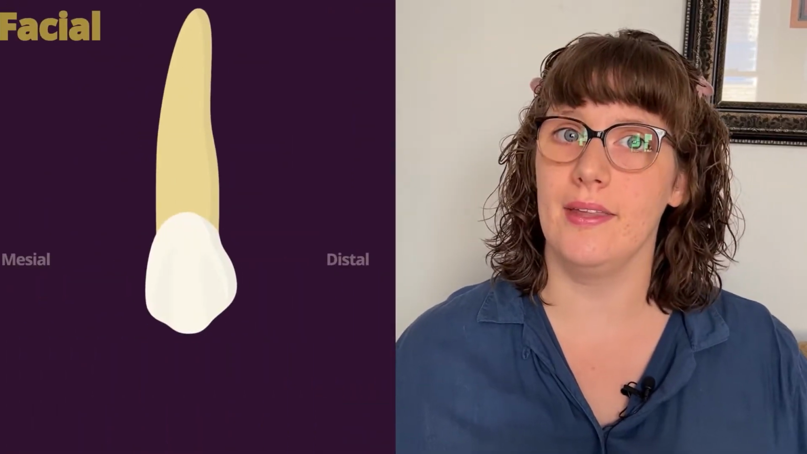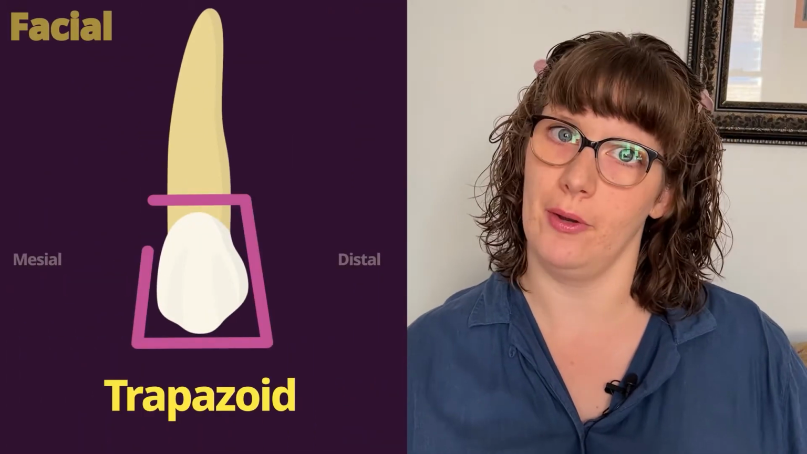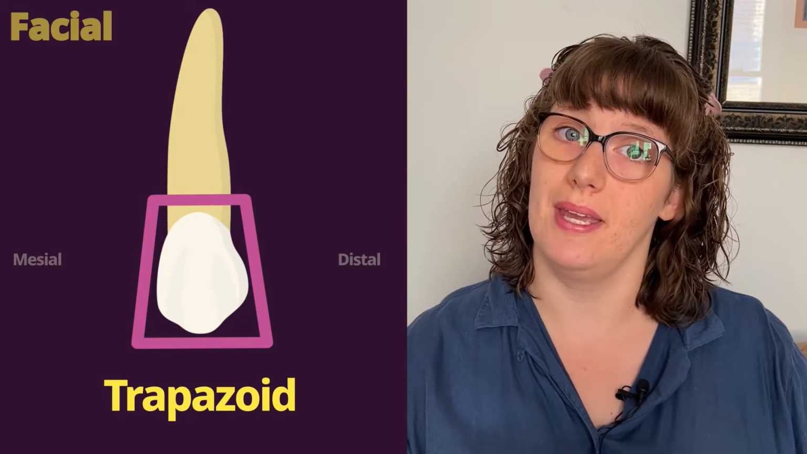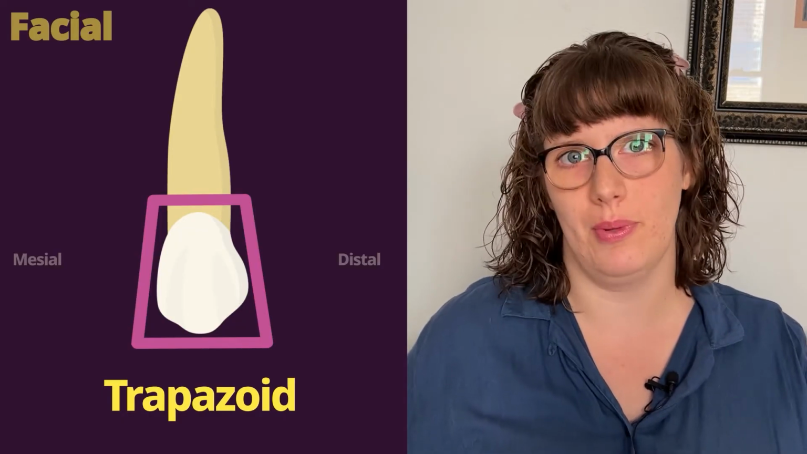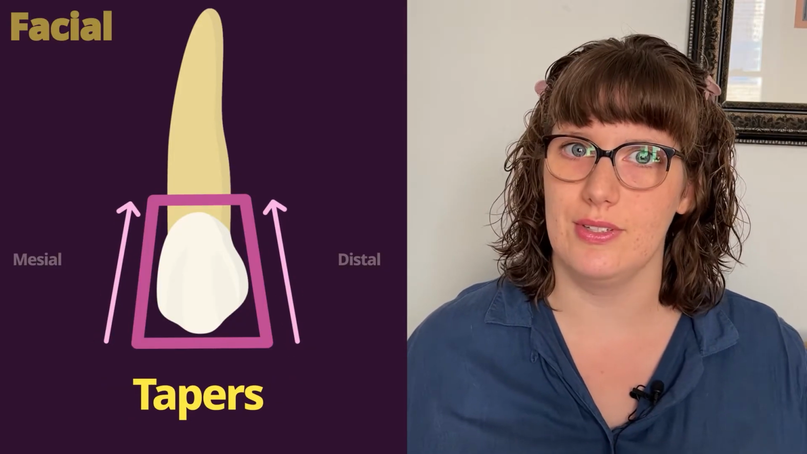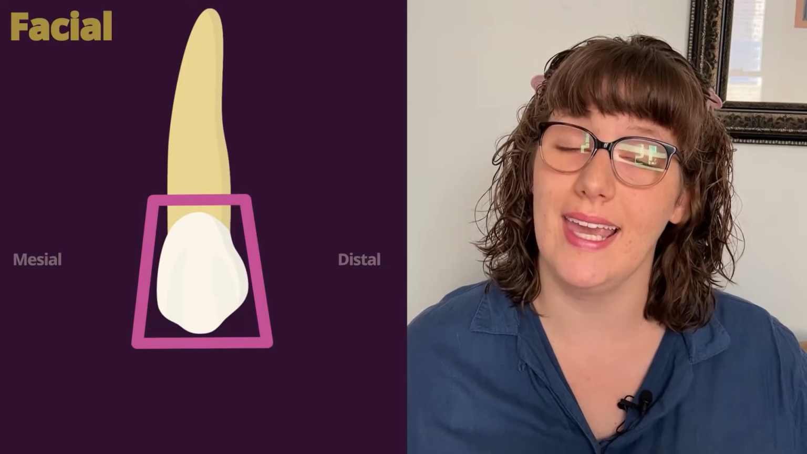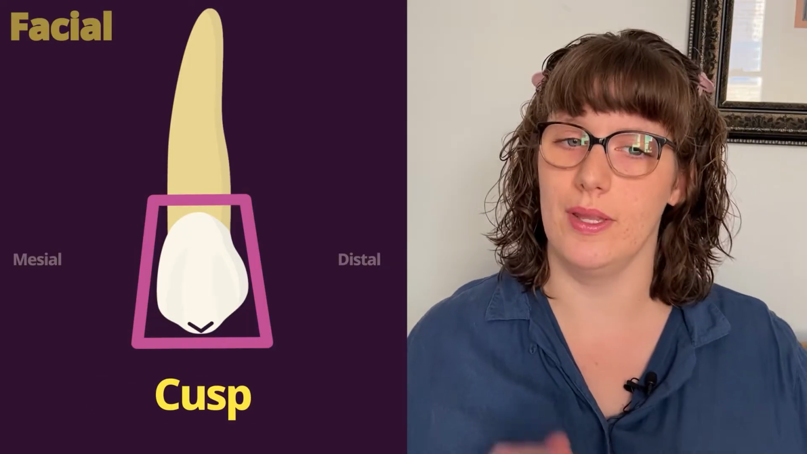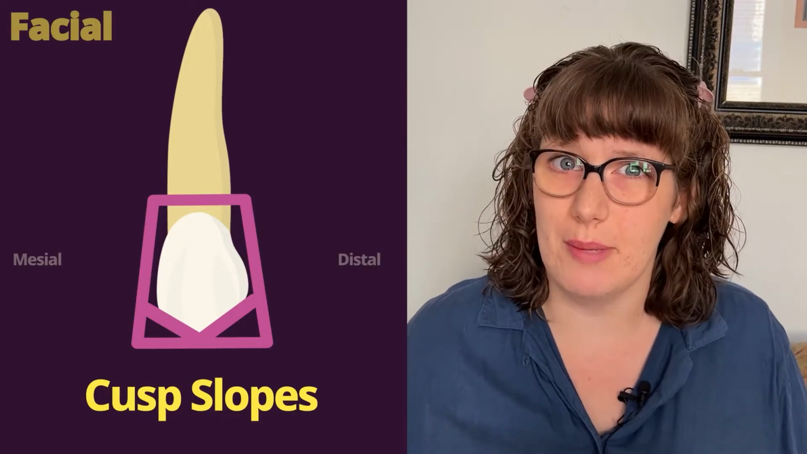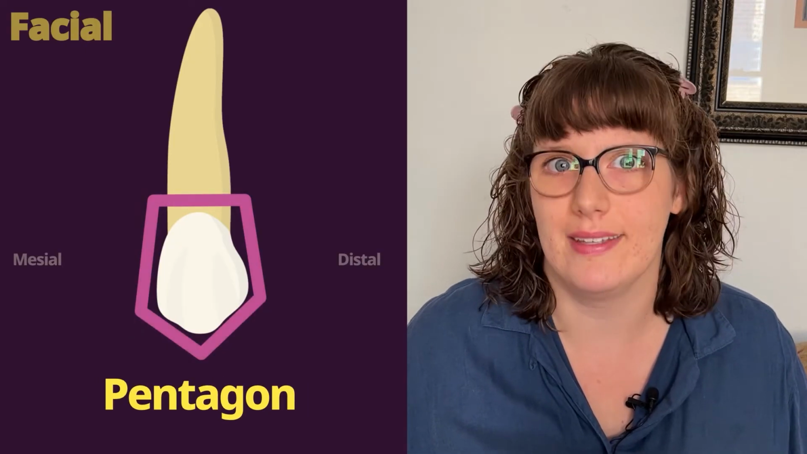Let's look at the maxillary canine from the facial. Like the other anterior teeth, the shape of the crown from the facial could be considered a trapezoid, with the larger base towards the incisal and the smaller base towards the cervix. So the tooth is tapering from the incisal to the cervix. However, the canine has a cusp with cusp slopes. So you could also consider the shape of the facial of the crown to be a pentagon.